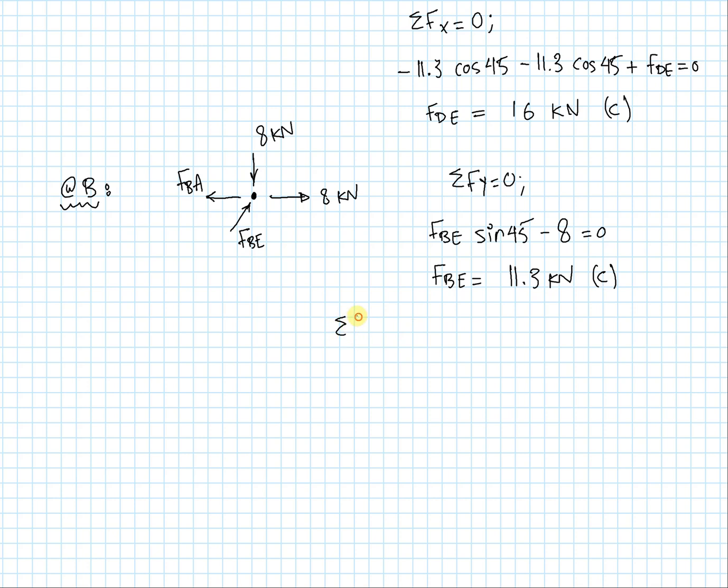And we're going to do sigma Fx is equal to 0. And this will give us 8 plus 11.3, and this equals to 0. And thereby, FBA will have a magnitude of 24 kilonewtons, and it will be in tension. So element BA is pretty much the element that will take the greatest amount of tension and greatest amount of force inside this truss structure.